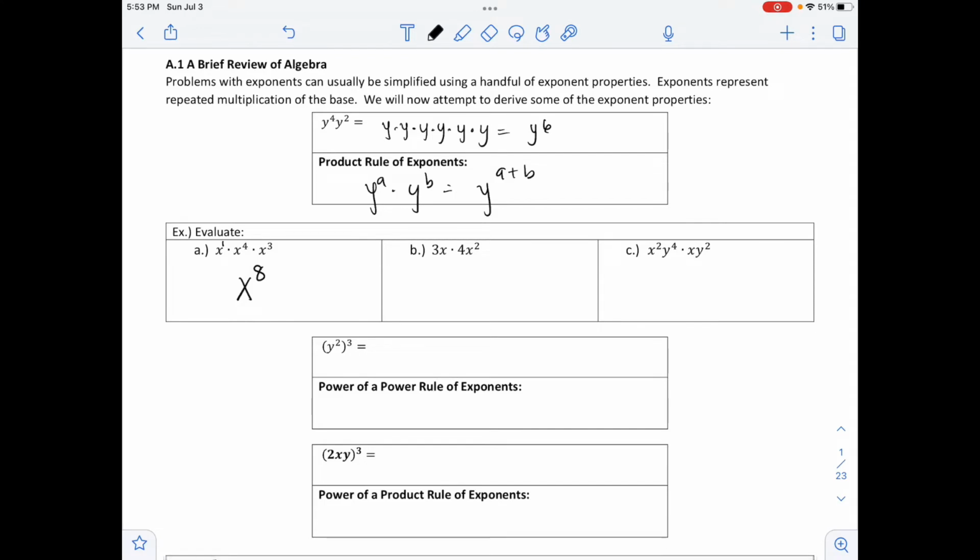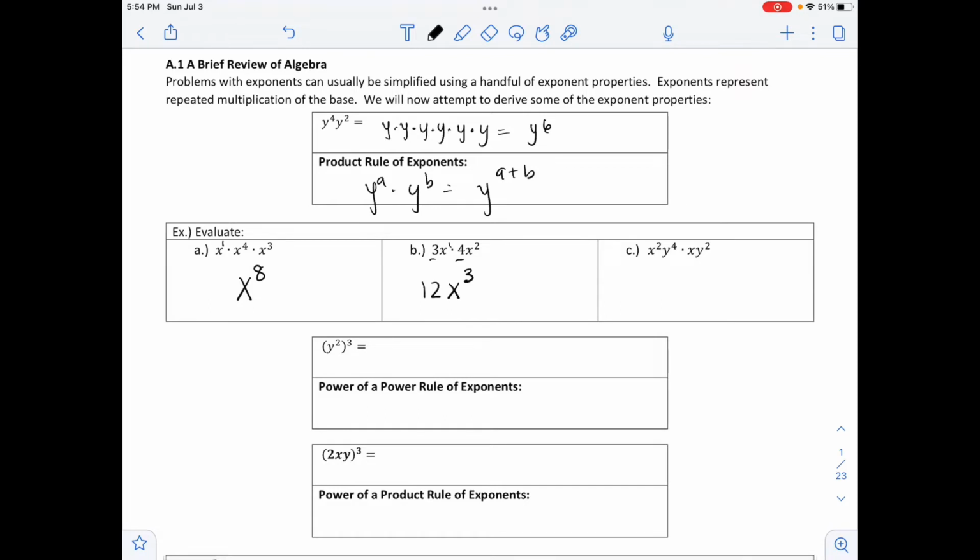The second example, part B, says 3x times 4x squared, and the numbers that we have are just 3 times 4, or 12. Then we have x, since this is the same base for both of these terms, and it's x to the first times x to the second, or x to the third, which again we get by adding those exponents together.